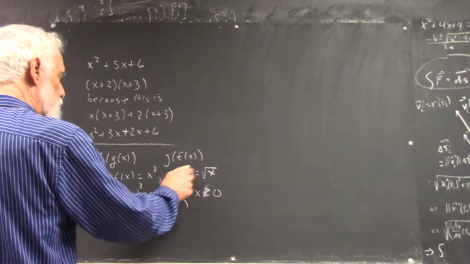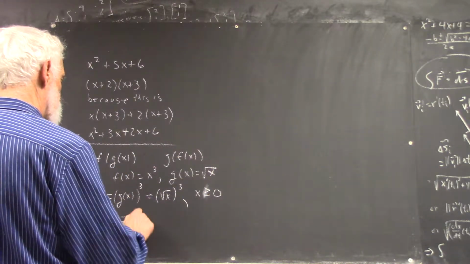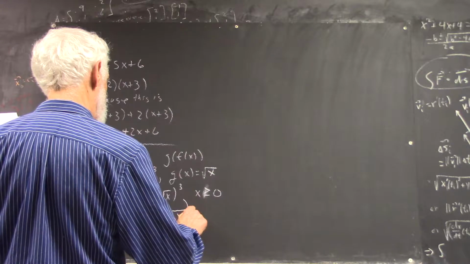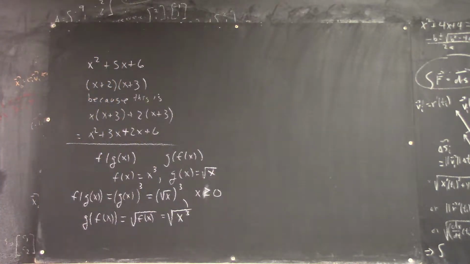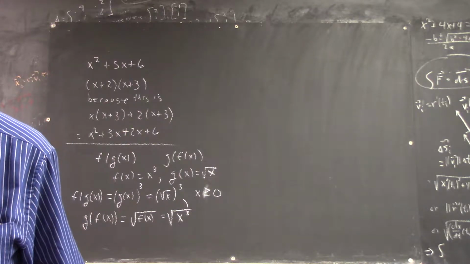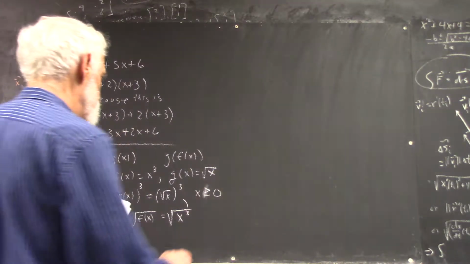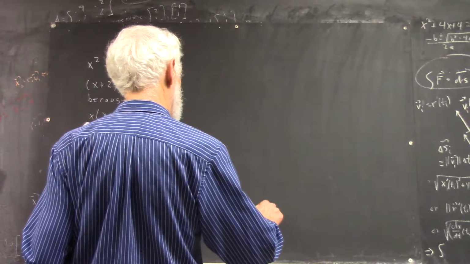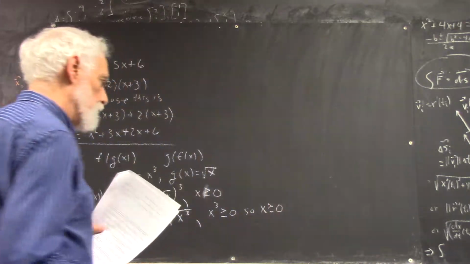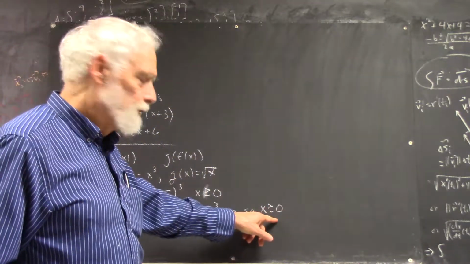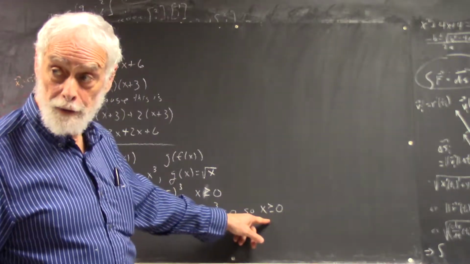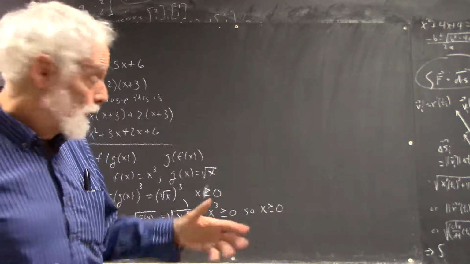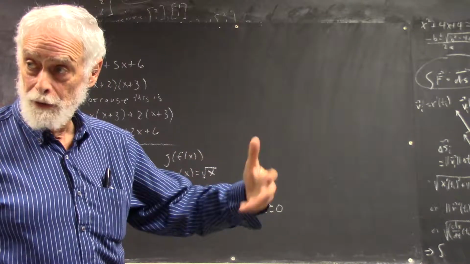equals, well, g of x is square root of x, and g of f of x is square root of f of x, which is the square root of x cubed. But x cubed can't be less than 0. Okay? So x cubed has to be greater than or equal to 0. Well, so x has to be greater than or equal to 0, because if you cube a negative number, you get a negative. Negative times negative times negative. Otherwise, you're cubing something that isn't negative, and it's either going to be 0 or positive, right?